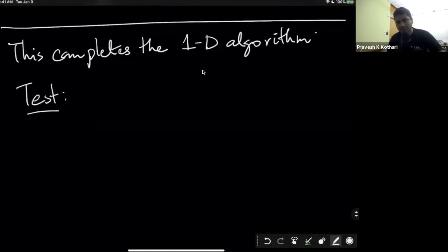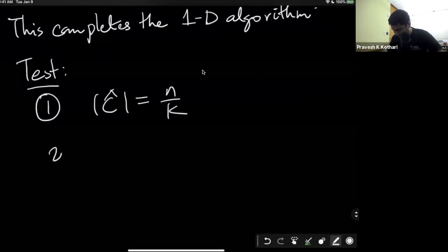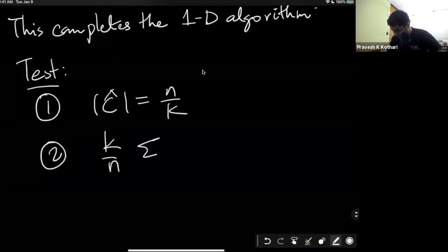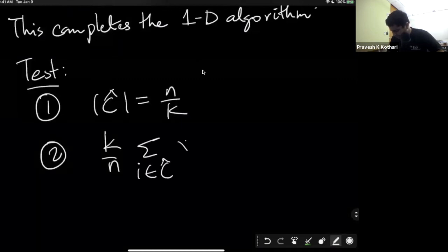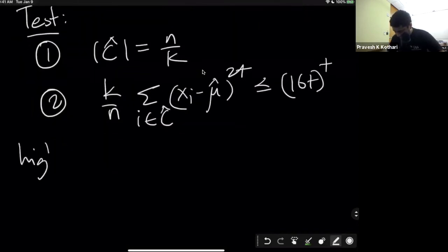Our test for the case of 1D was to check if Ĉ was of size exactly n over k, and 2, that if I look at the samples in Ĉ and take the empirical deviation around its mean, then it is tiny. Now in higher dimensions, I have to look for some test that makes sense when xi and mu are vectors, right?